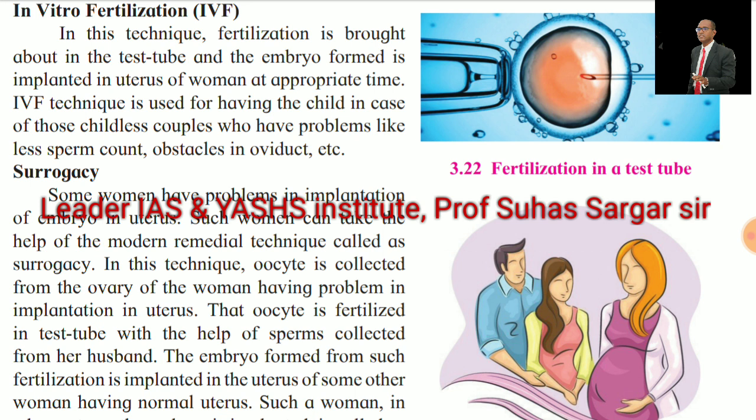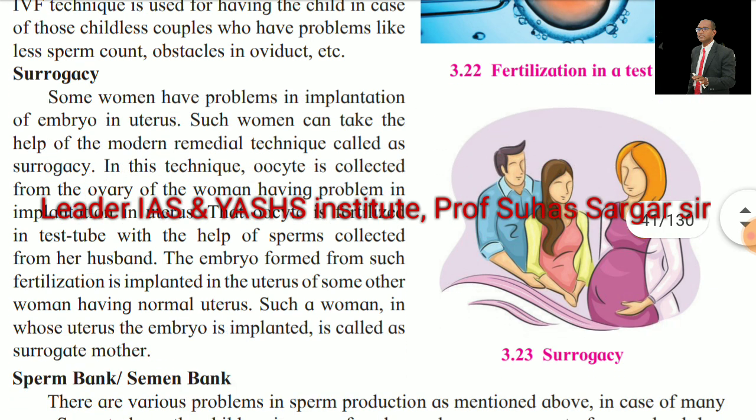Surrogacy. Some women have problems in implantation of the embryo in the uterus. Such women can take the help of the modern remedial technique called surrogacy. In this technique, an oocyte is collected from the ovary of the woman having a problem in implantation in the uterus. That is, the oocyte is fertilized in a test tube with the help of sperm collected from her husband. The embryo formed from such fertilization is implanted in the uterus of some other woman having a normal uterus.